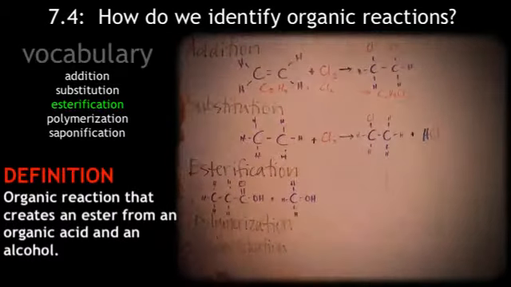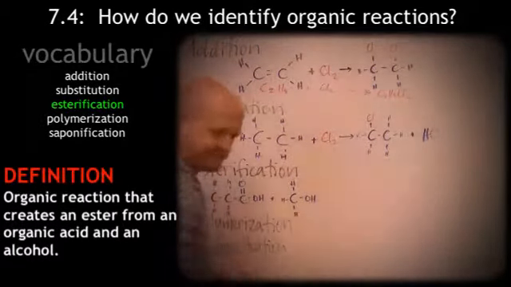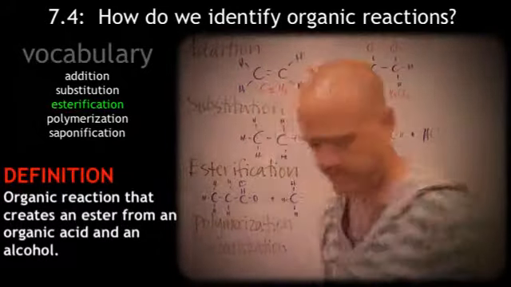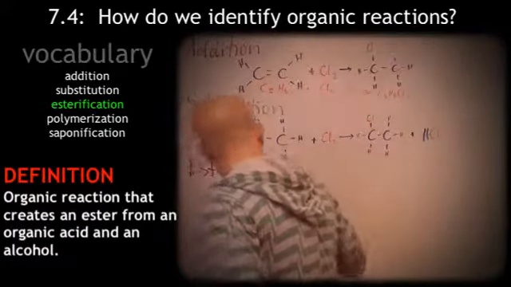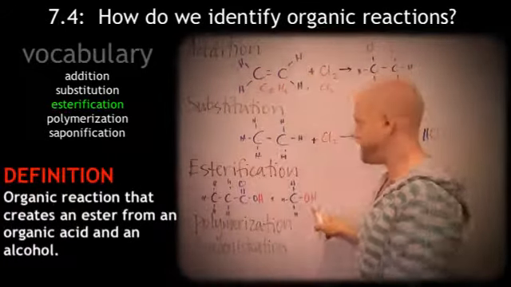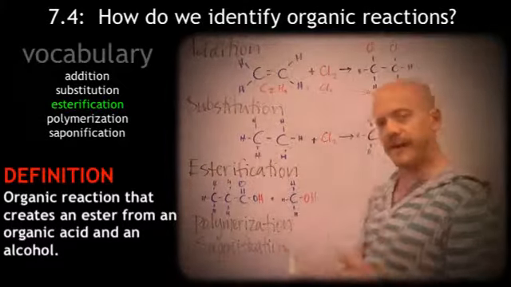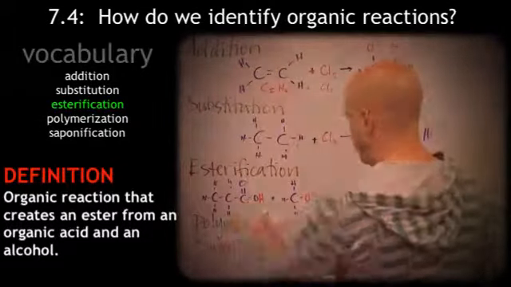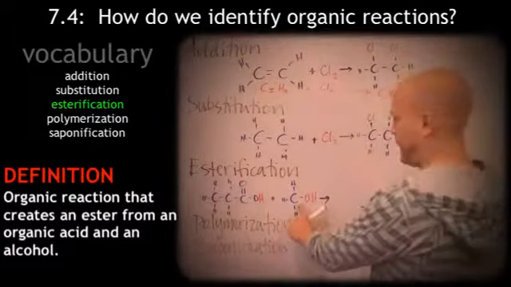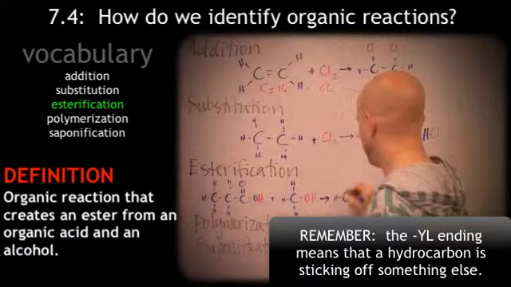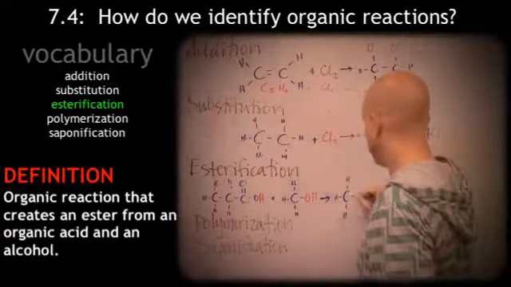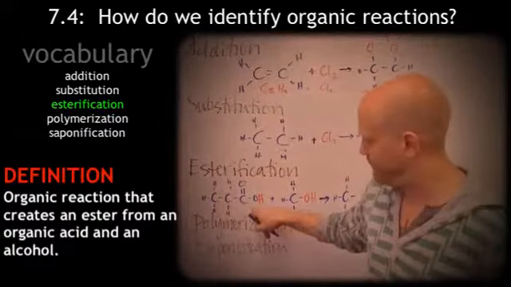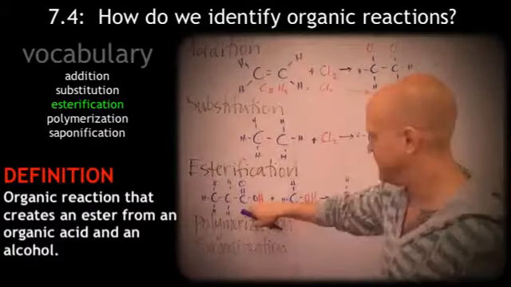So, what happens is you're going to remove, in fact, you're going to take the OH off of here, you're going to take the H off of there. Guess what H and OH make? It makes water. So you're going to pop that off, and you're going to be left with a methyl group. And then you're going to be left with this ester group, which is a COO.